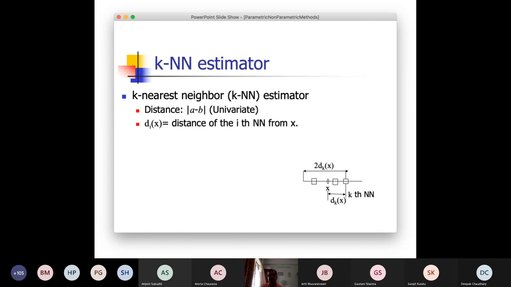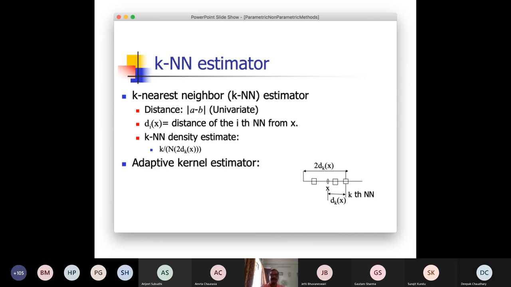So this is one thing. That means if the distance is d_k(x), you are taking the effect over twice d_k(x), centering that sample x. So you are doing k nearest neighbor density estimation. If I consider the data occurring over it, because we have already taken the k samples, we consider k by n, that is the probability of data in that interval, right?